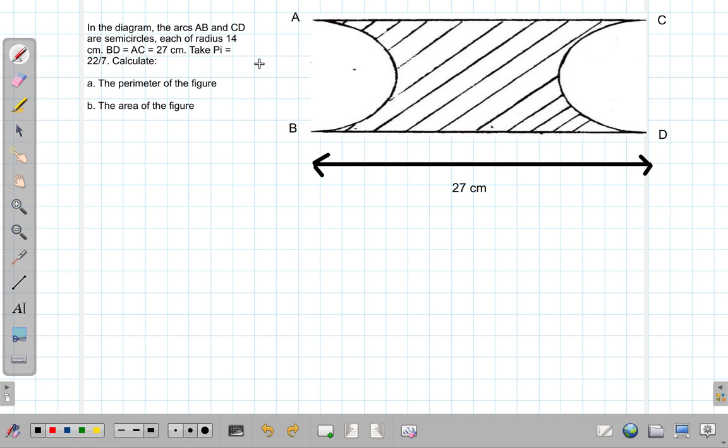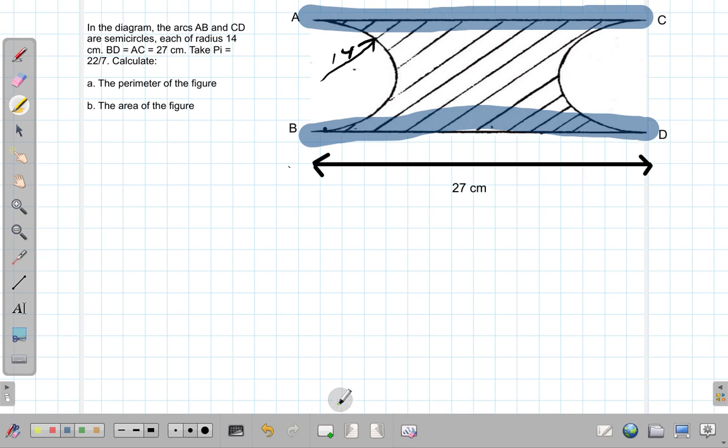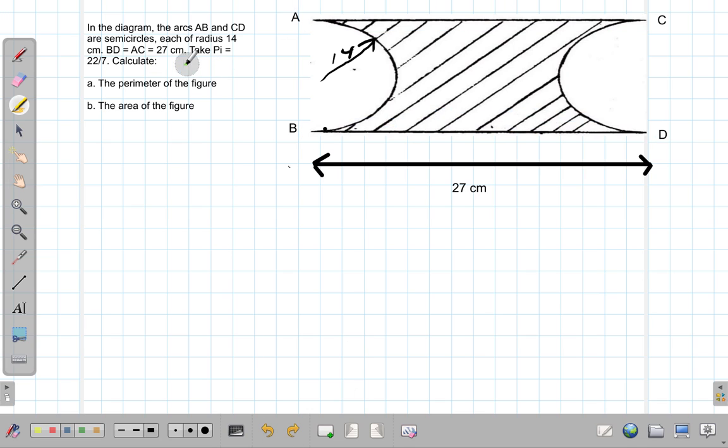Let me just put that in for now. So from the center to here is 14. Same over here. BD, that is from here to here, equals AC. AC is from here to here, which are each 27 centimeters.